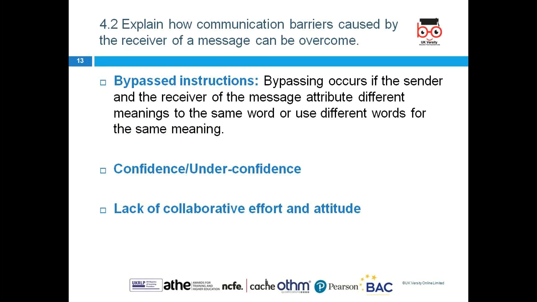Then bypassed instructions. Bypassing can happen if the sender and receiver look at the message with different words and different meanings. If you've sent something meaning one thing, but the person who's received it understood something else, then what you're trying to get done won't get done. And then basic things like if you're overconfident, or underconfident, or not quite sure of what happens. And then again, you just don't want to work together. You don't want to collaborate. You don't want to put effort in. You don't have the right attitude towards working.